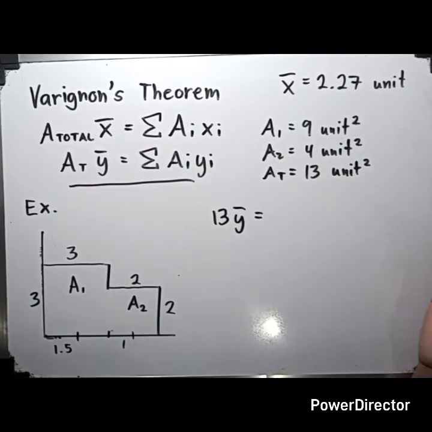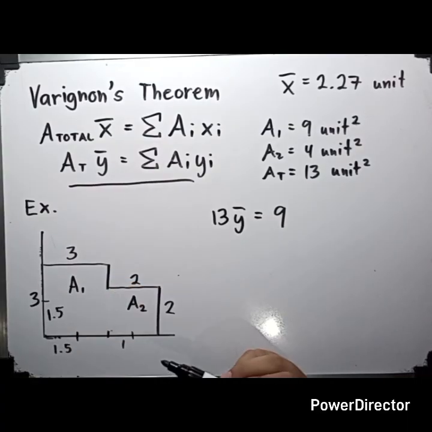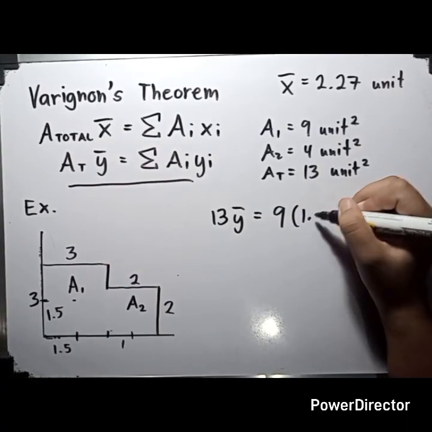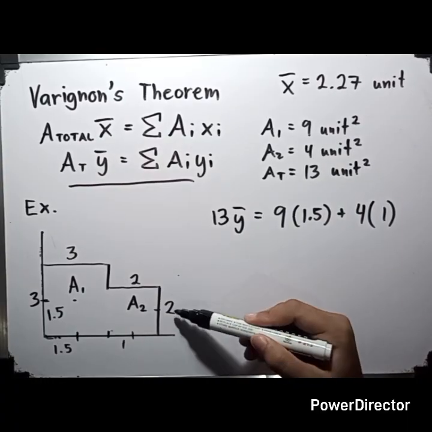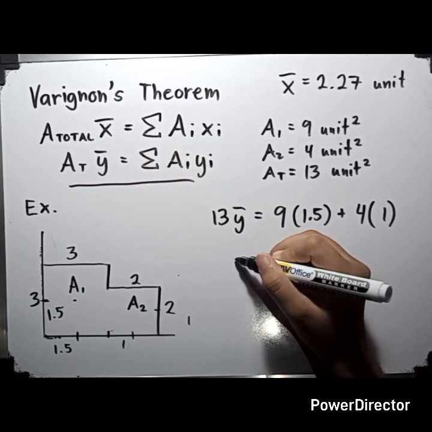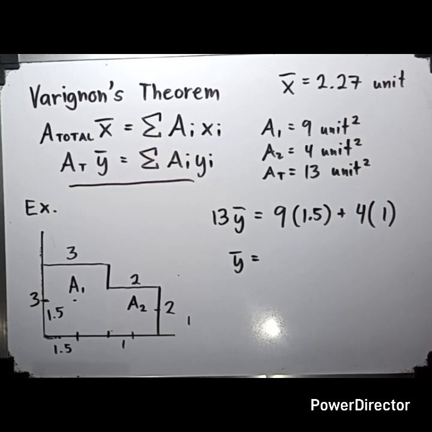Now let's find the y value of the centroid. The centroid of area 1 is located at 1.5 high. And for area 2, the centroid is located at 1 high from the x-axis. Now compute for y bar.